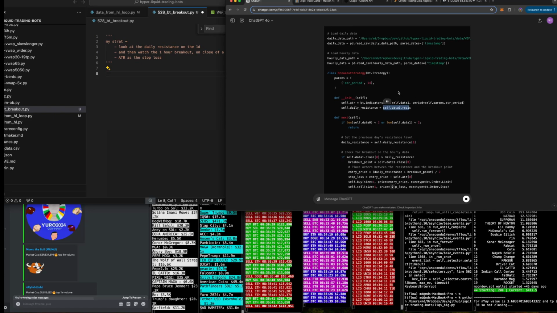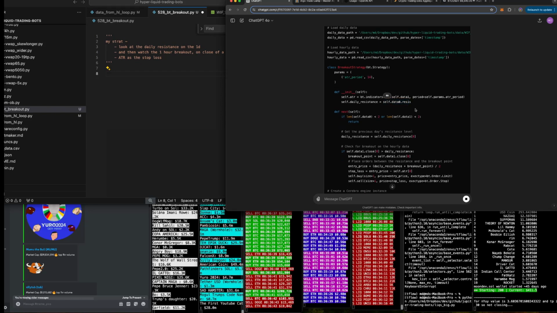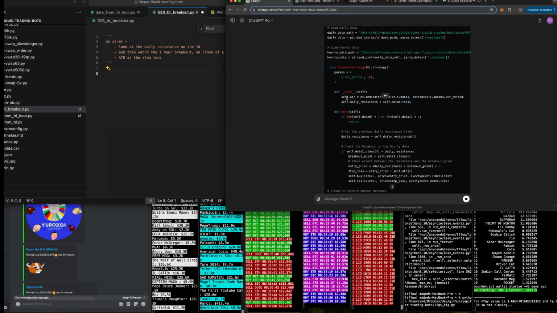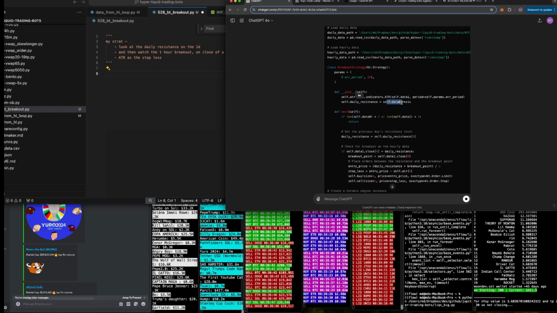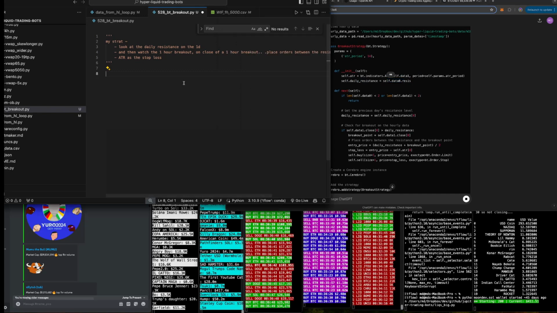But what does the resistance be? Self.resist. ATR. Okay. self data dot resist. Does it have resistance in there already?